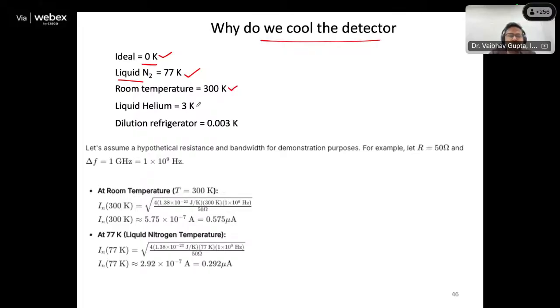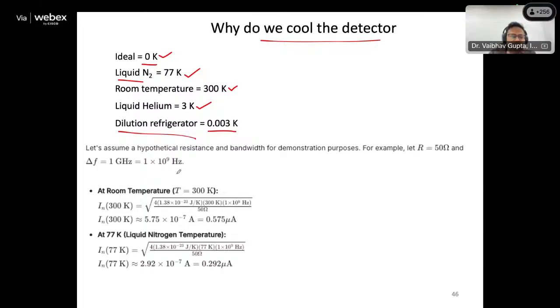And if you use liquid helium, it can take you to even lower temperatures, which is roughly where superconductivity happens, so 3 Kelvin. And superconductivity-based quantum computers use dilution refrigerators. And these dilution refrigerators can reach a temperature close to 0 Kelvin.